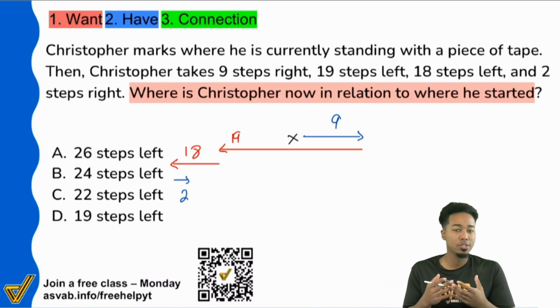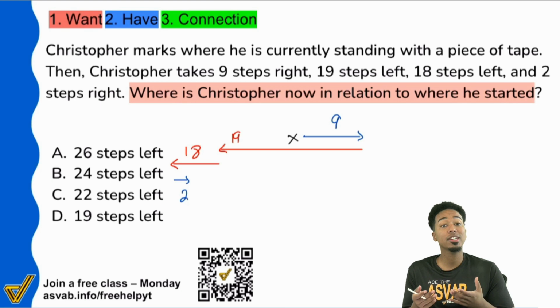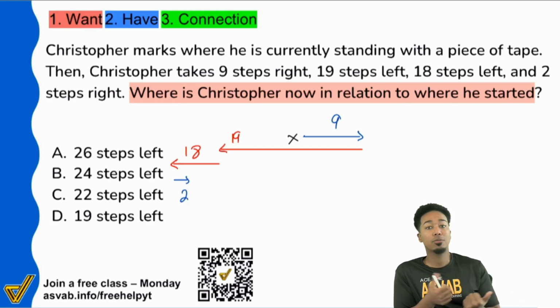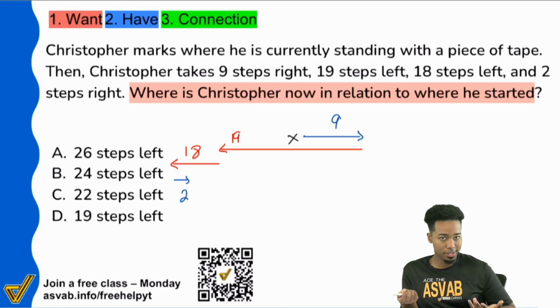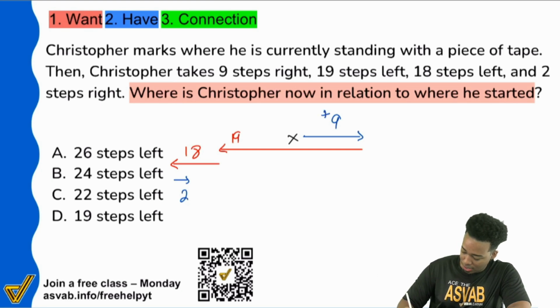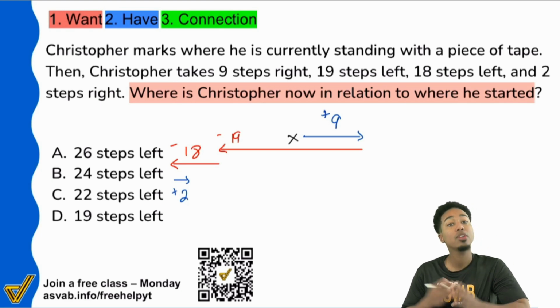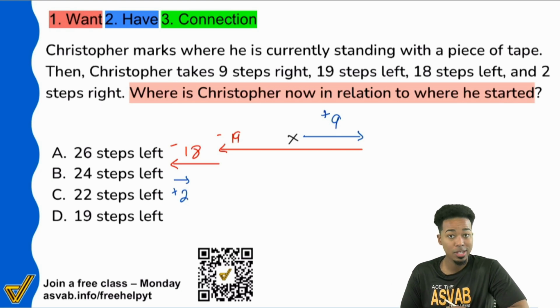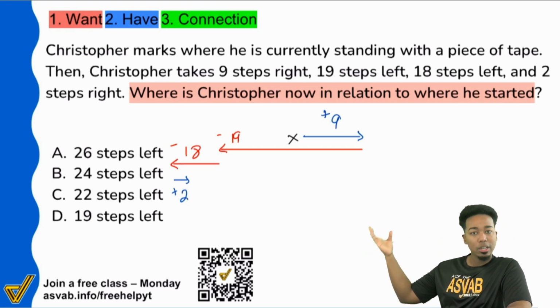But if you want to get to the answer, the hidden little secret here is that we're dealing with positives and negatives in a word problem. If we're going to the right, we can consider that positive, and to the left, we can consider that negative. If we add all these numbers up, with right being positive, left being negative 19, negative 18, and then that last 2 steps to the right as positive, we'll see where Christopher ends up. So now we're going to lay out the math and solve it.